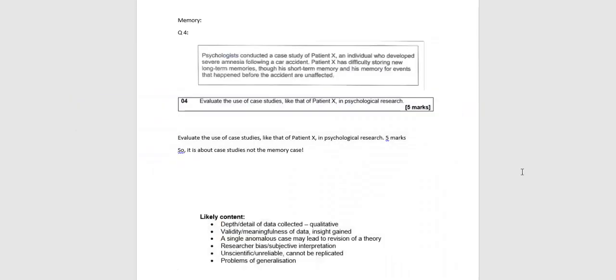So as you know, research methods can come into all 3 papers. You've got a big section in paper 2, but it will come up in paper 1 and paper 3 as well. And here is a good example of that. So if we have a look at the specific question.